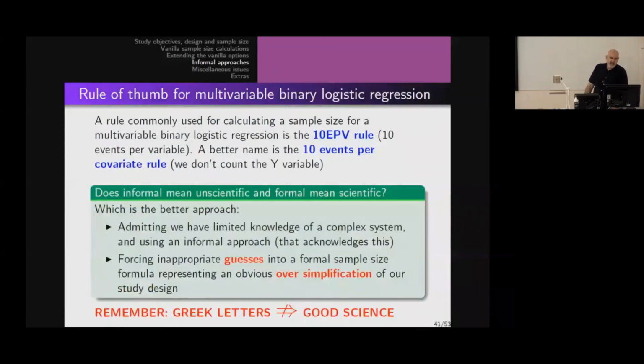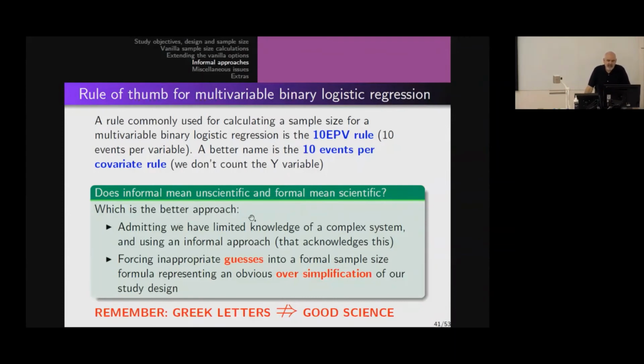We're going to use a rule called the 10 EPV rule, which is 10 events or 10 cases per variable. Now, that's a misleading name because people will actually use the outcome as a variable. We're not using the outcome as a variable, so I actually prefer the name 10 cases or 10 events per covariate rule, so per X variable.